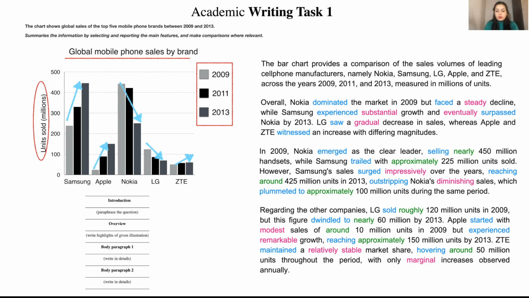So, reaching approximately, you can also use counting to approximately this, or accounting for approximately this, 150 million units by 2030. Here it is up to you which action verb you want to use, but it should be in ing form.